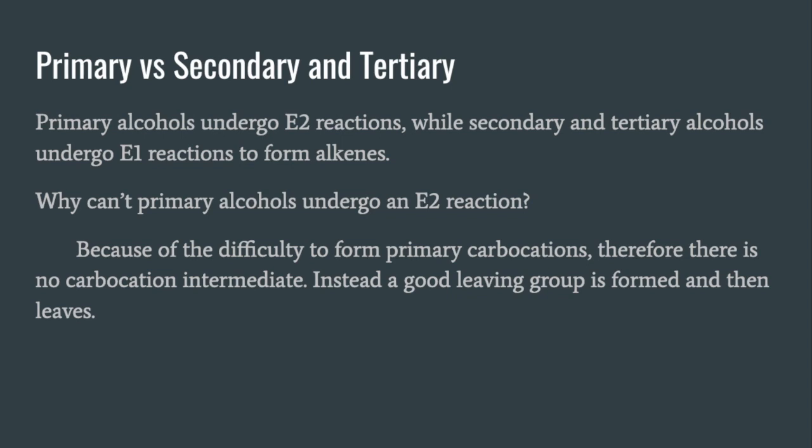Primary alcohols undergo E2 reactions, while secondary and tertiary alcohols undergo E1 reactions to form alkenes. And you might be asking, why can't primary alcohols undergo an E1 reaction? The answer is the difficulty of forming the primary carbocation intermediate. Instead of having that intermediate, a good leaving group is formed and then leaves in replacement of the carbocation intermediate.